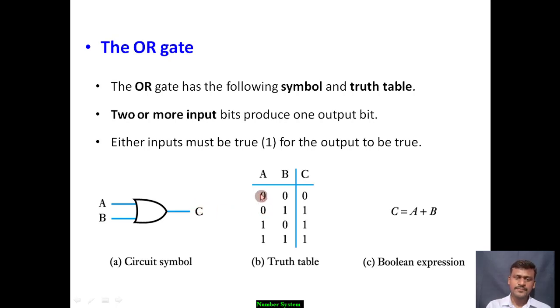That is, if both the inputs are 0 0, then the output of the OR gate will be 0. If any one of the inputs is 1, here 0 and 1, 1 0 or 1 1, the output will become 1. So this is how the OR gate will work or operate. And you can see the Boolean expression here. C is equal to A plus B is used as the Boolean expression for the OR gate. Right? So now we will move on to the next gate.